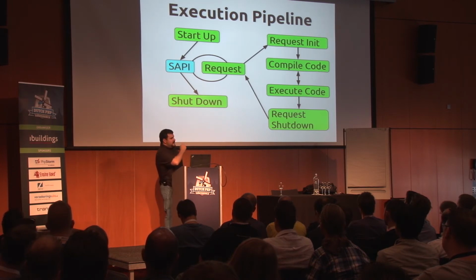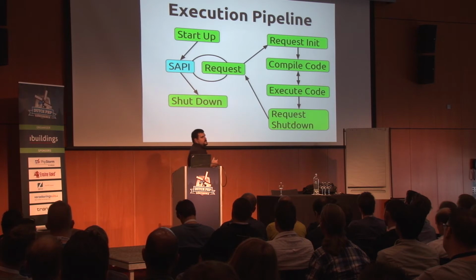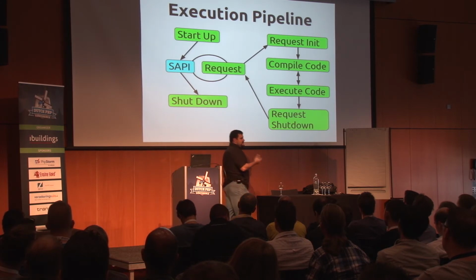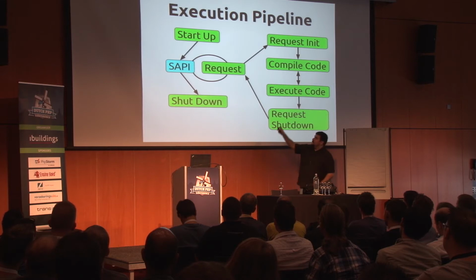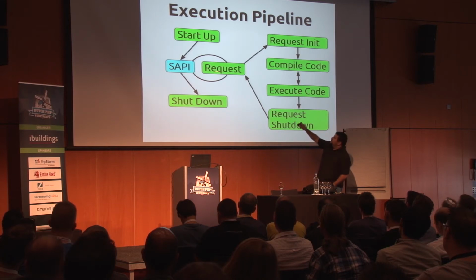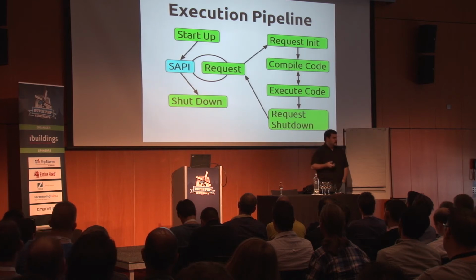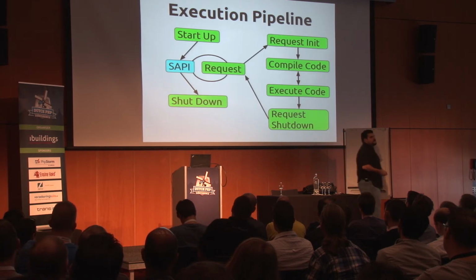This can happen multiple times in the lifetime of the PHP engine. So if you're using CLI or CGI, that's one request per lifetime. So basically what it looks like is startup, request, run the request, back, and shut down. That's CLI, single request per process.